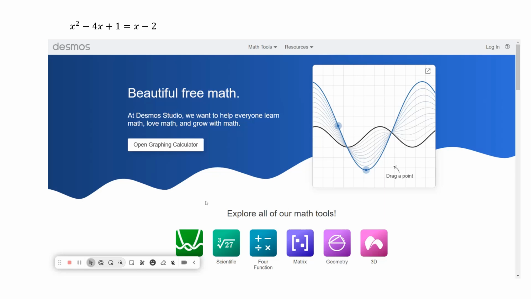So for Desmos, we just go to desmos.com, and then there's this open graphing calculator button right here in the center.